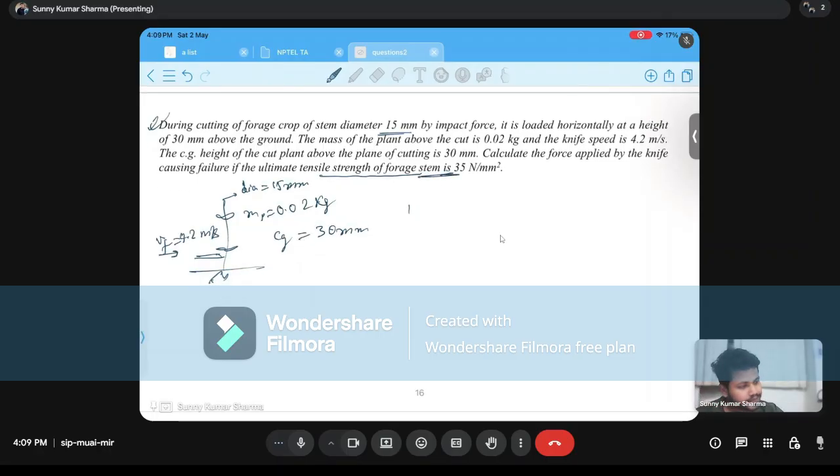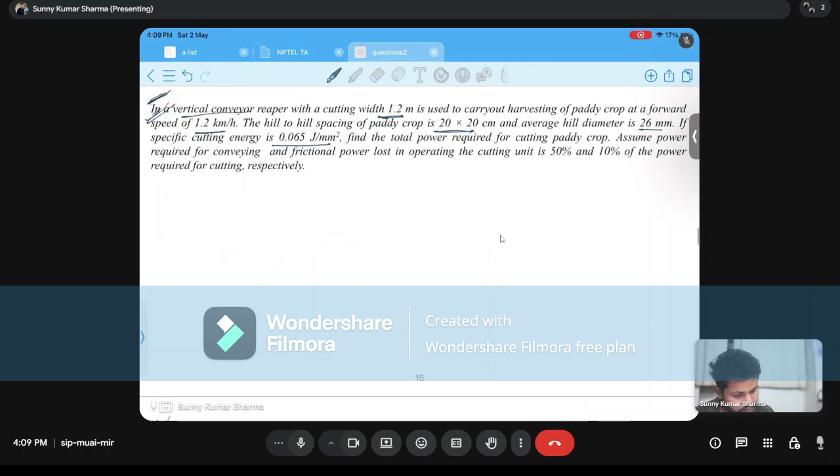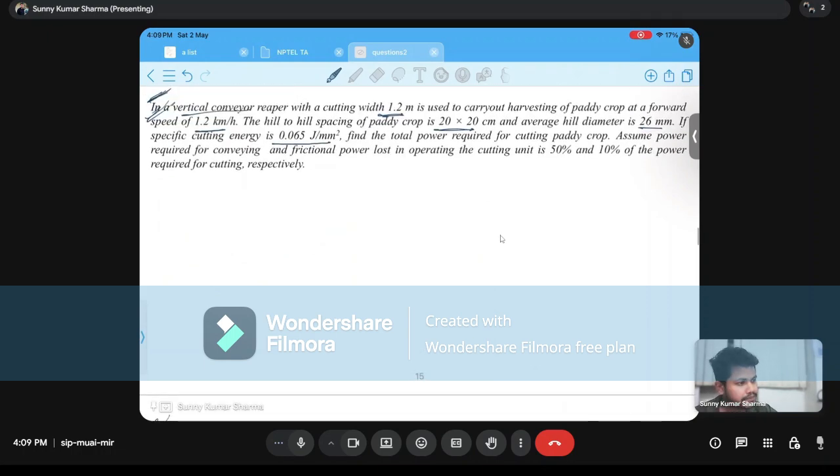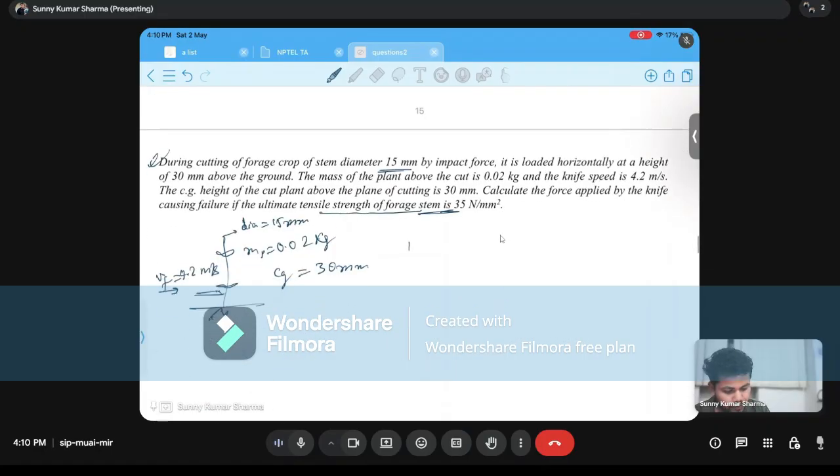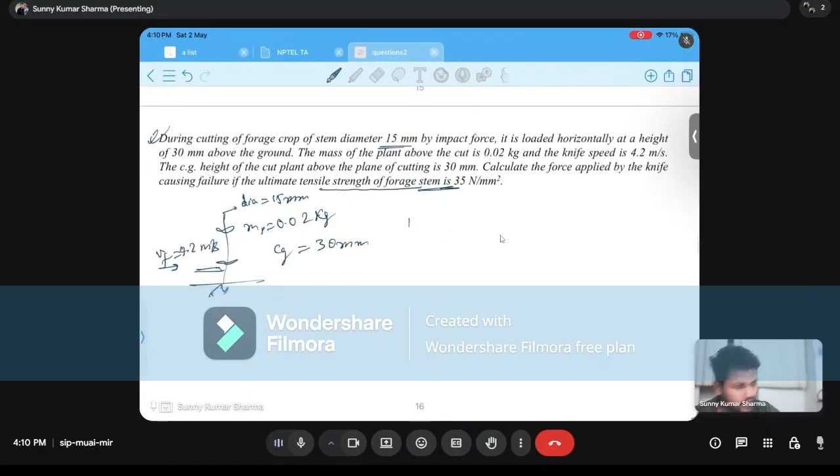So with standard notations, what we are given is, this question we have not solved. First we will solve this question, then we will again move to the other question. First we are solving now this.